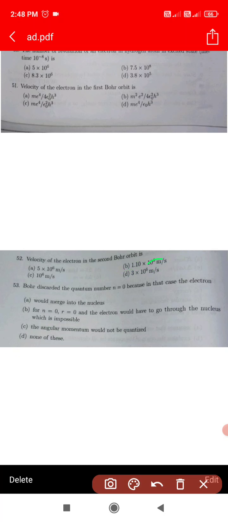Next one: Bohr discarded the quantum number n equal to 0 because for n equal to 0, r is equal to 0, and the electron would have gone to the nucleus, which is impossible. So from these questions, at least one question should be asked in the PG CETs and KSET also.